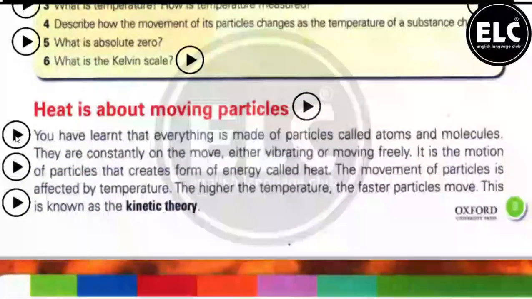Heat is about moving particles. You have learnt that everything is made of particles called atoms and molecules. They are constantly on the move, either vibrating or moving freely. It is the motion of particles that creates a form of energy called heat. The movement of particles is affected by temperature. The higher the temperature, the faster particles move. This is known as the kinetic theory.